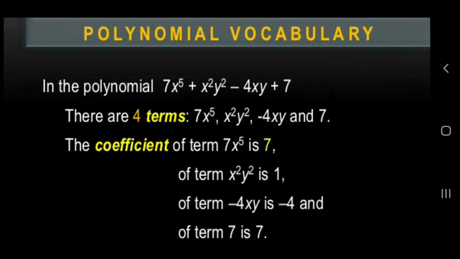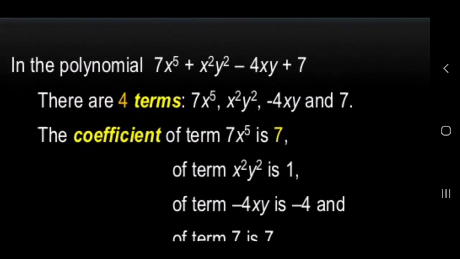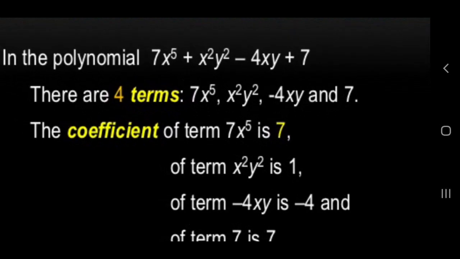Yeah, an example. A polynomial 7x raised to 5 plus x square y square minus 4xy plus 7. How many terms are there? 4. One is 7x raised to 5. Next one is x square y square. Next one is minus 4xy. Next one is 7. Then each term has its own coefficient.